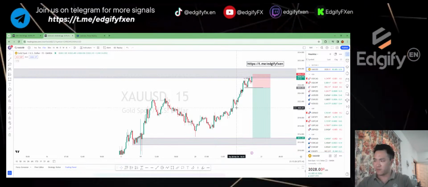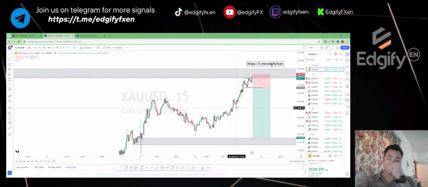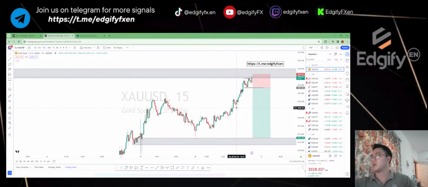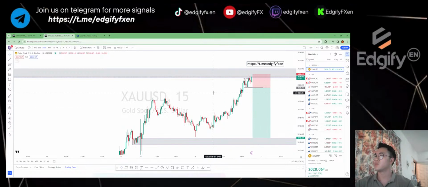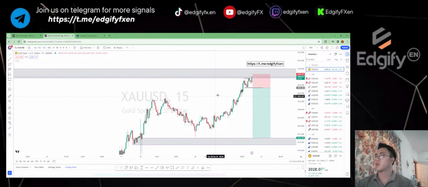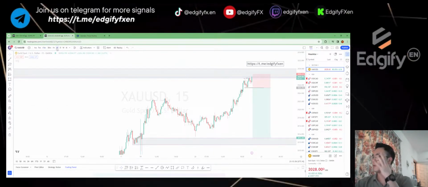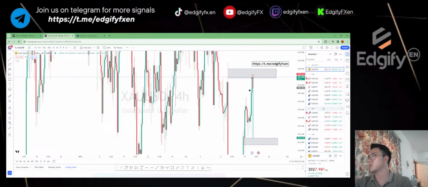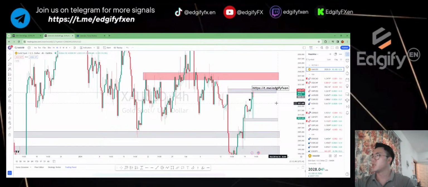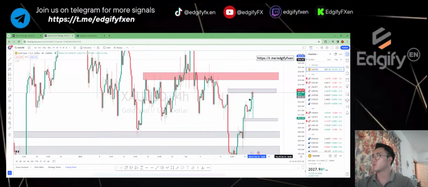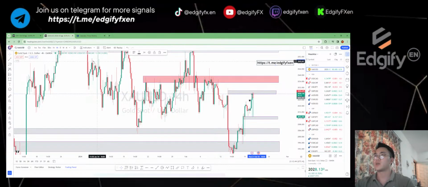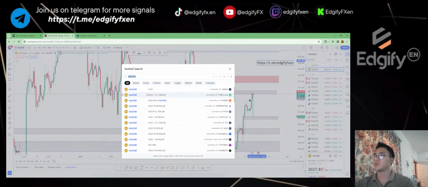If I'm not mistaken, there's a comment just now that asked for a top-down analysis. Since we are looking at gold, I will just do gold, because I think gold is a pair that a lot of traders like to look at. Okay, so I'll just take a new chart here.